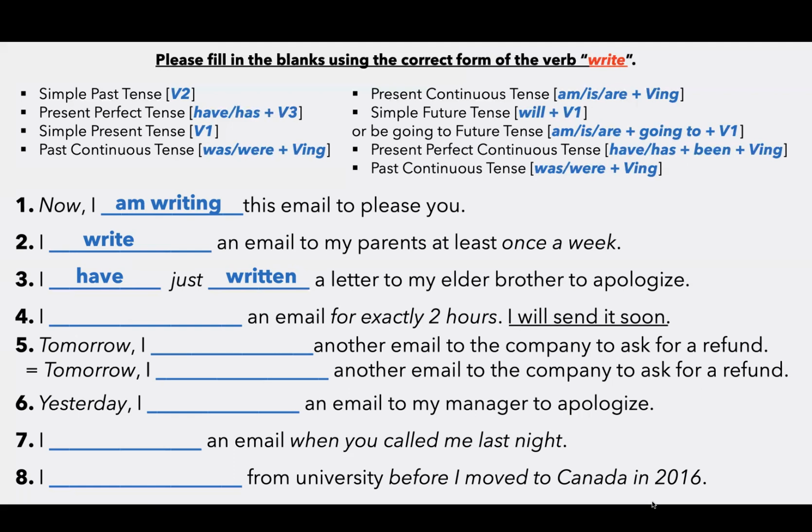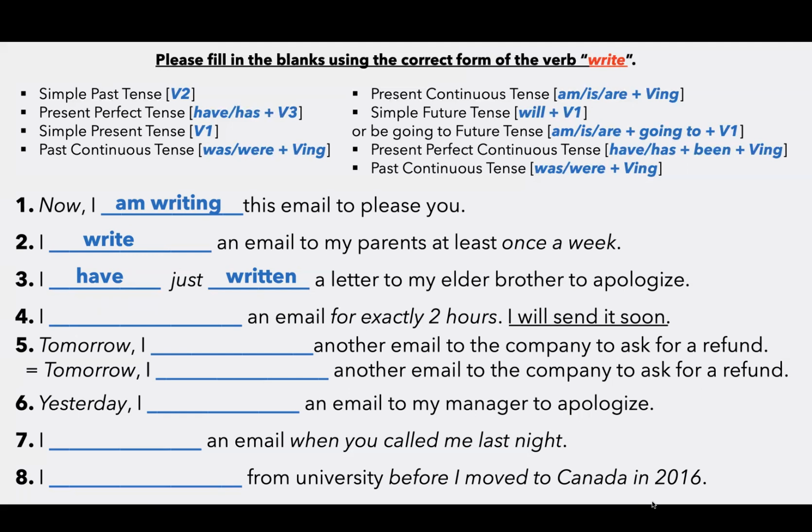Number 4, an email for exactly 2 hours. I will send it soon. Here, the next sentence suggests that writing an email is not completed yet. It is still in progress. And this person started to write this letter 2 hours ago. So still writing it because it says, I will send it soon. It's not completed yet. That's why the action started in the past and went on for some time, and it is still in progress.